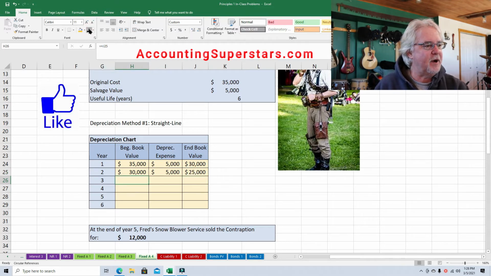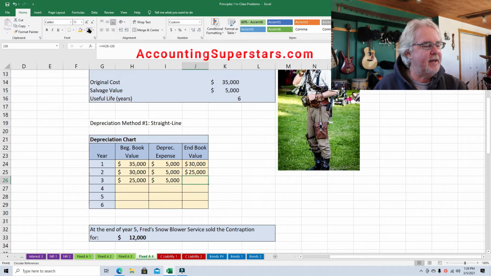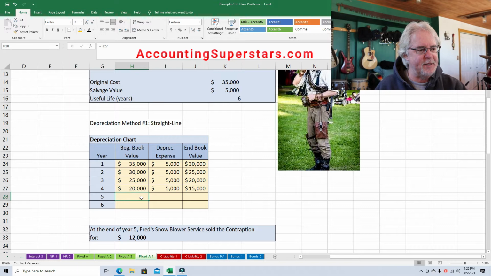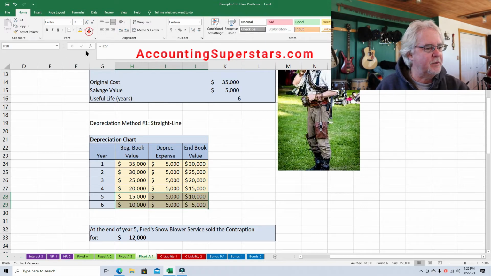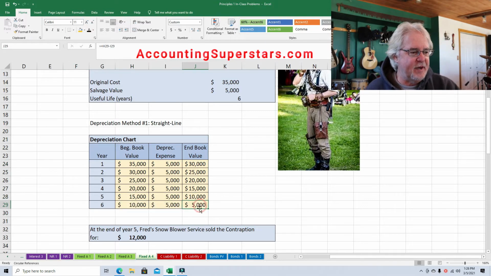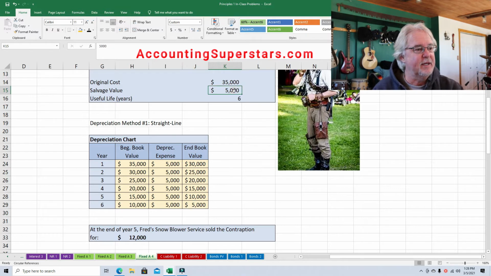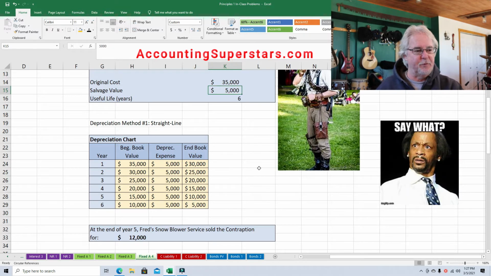Well, we can repeat this process over and over again. Depreciation expense is still the same, and 20,000. Take that 20 grand, drop it down into the fourth year. There we go, and we get 15,000. So the process just repeats and repeats. So here we go. Now, at the end of the 6th year, the end of its useful life, I've got the book value at 5,000, which is the salvage value. That's not a coincidence. We wanted it that way. We planned it that way.